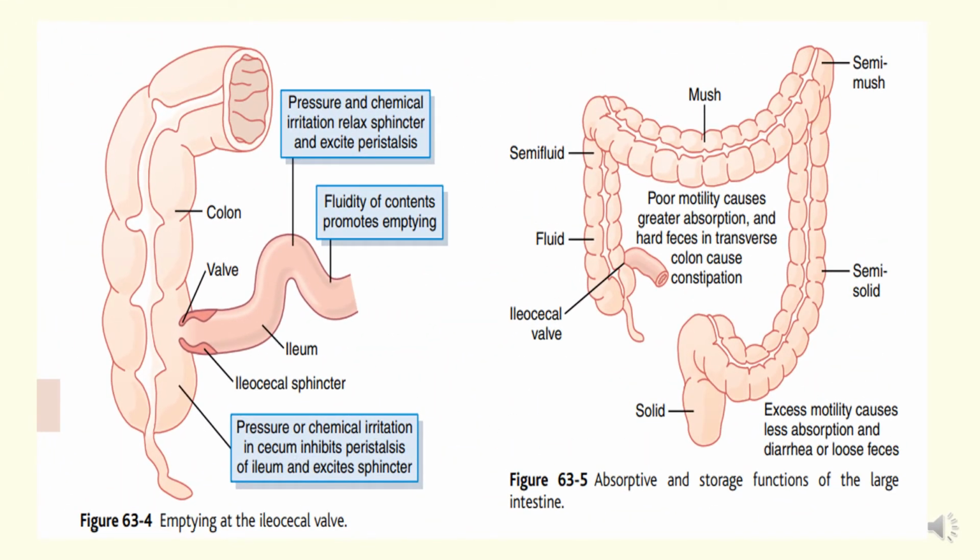Figures show emptying at the ileocecal valve. Pressure and chemical irritation relax the sphincter and excite peristalsis. Fluidity of contents promotes emptying. Another figure shows absorptive and storage functions of the large intestine. Poor motility causes greater absorption, and hard feces in the transverse colon cause constipation. Excess motility causes less absorption and diarrhea or loose feces.